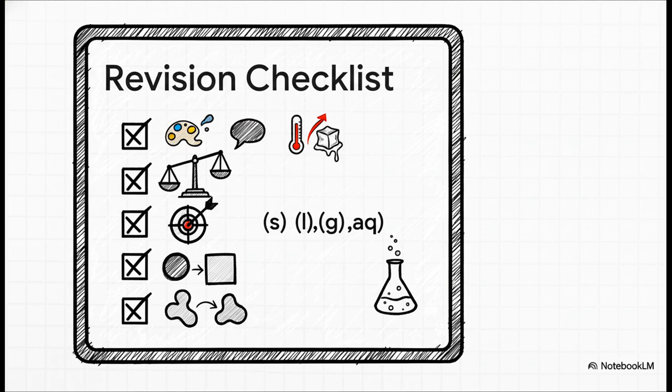Ask yourself, do you remember the 4 indicators of a chemical reaction? Can you explain why equations must be balanced? Are you comfortable with the hit and trial method? Do you know how to write the physical state symbols? And finally, can you define combination and decomposition reactions and give at least one example for each? If you can say yes to all these points, you are doing very, very well.